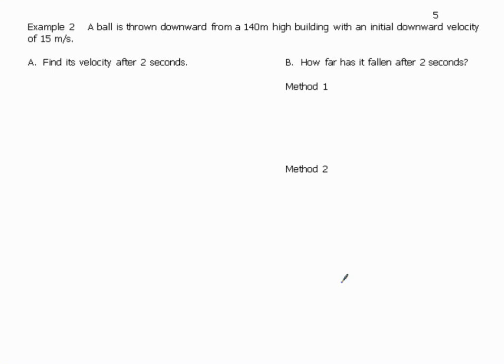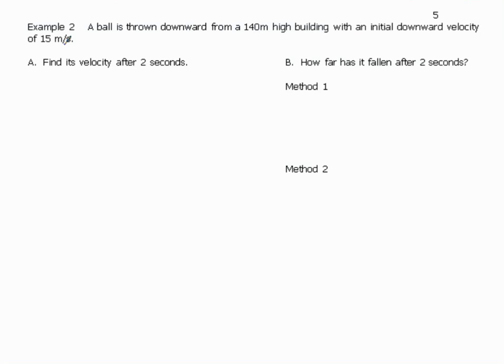Okay, so this is Unit 2. This is video number 4. And we are looking at the top of page 5. So example: a ball is thrown downward from a 140 meter high building with an initial downward velocity of 15 meters per second.